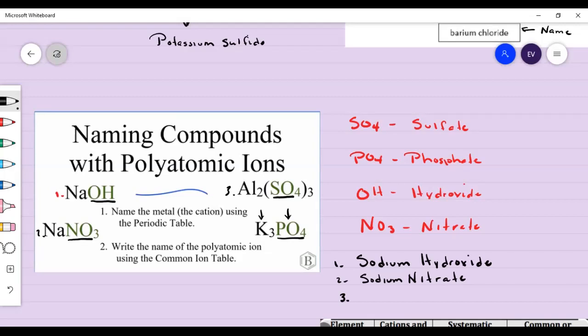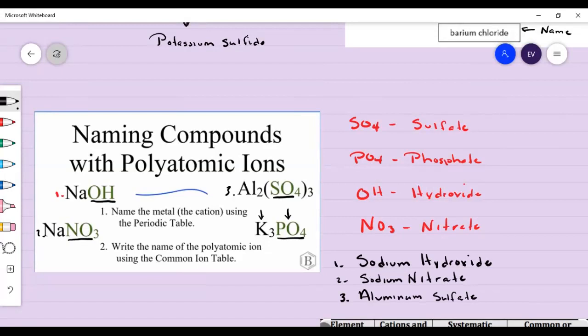We'll call this guy number 3. To name this guy, you take the name of the metal, which is aluminum. And then whatever the ion it's bonded to, you use its common name, sulfate. So this will be called aluminum sulfate, okay?